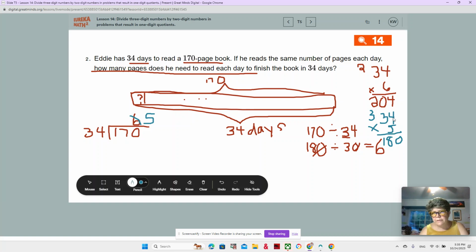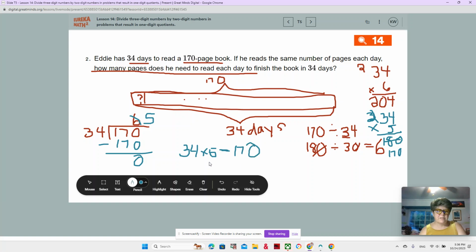5 times 34. 5 times 4. Oh, sorry. I was talking while working, right? 5 times 4 is 20. 15, 16, 17. That's 170. That's why we have to focus and not talk while we're working. And it comes out to exactly 170. No remainder needed, right? Divide, multiply, subtract. Okay, and then check. 34 times 5 is equal to 170.